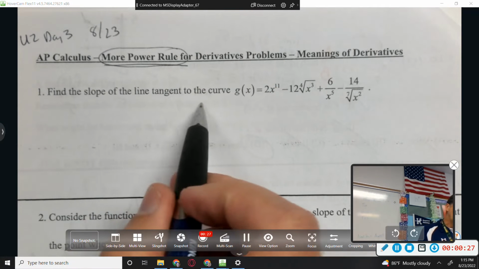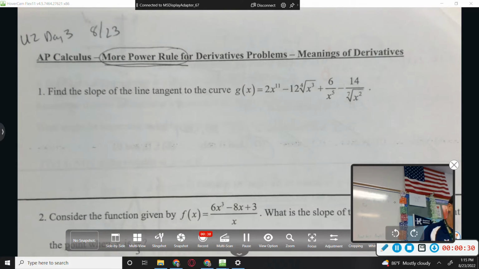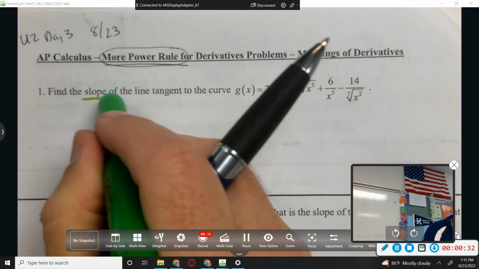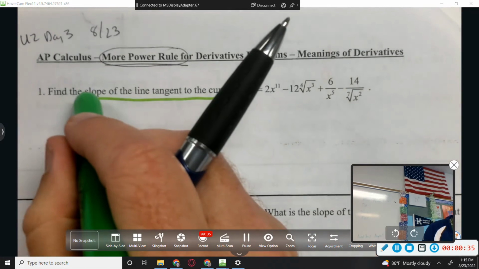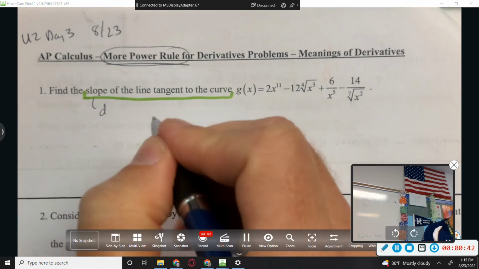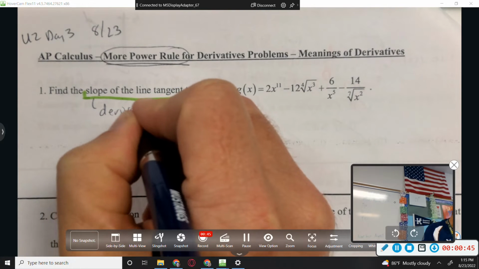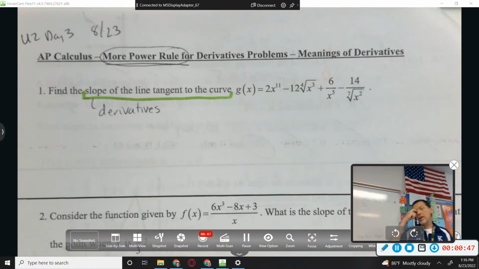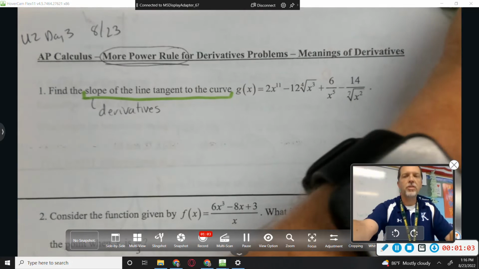Find the slope of the line tangent to the curve. That's a long, long way to ask for what? The derivative. So we'll try to use all the different words we can frequently, just so that you're used to seeing it's all the same thing. In fact, that's all first semester is: take a derivative. We just come up with a bunch of different ways to ask for it and a bunch of different functions to take the derivative of, but you're pretty much just taking the derivative all semester long.